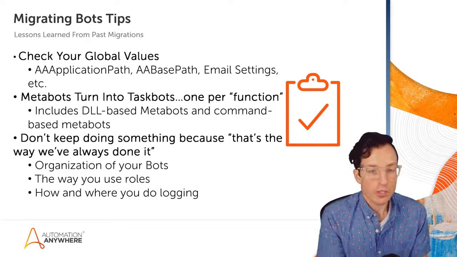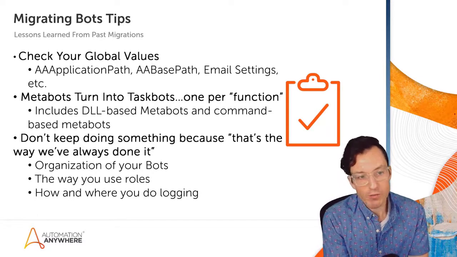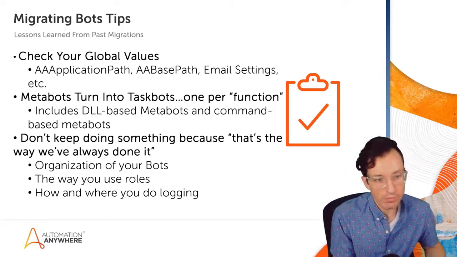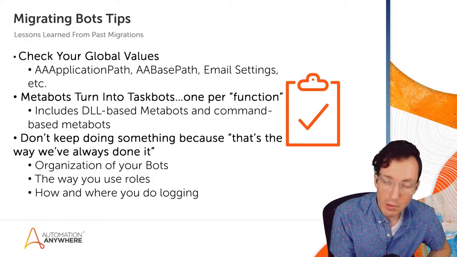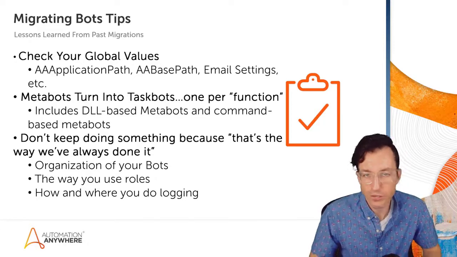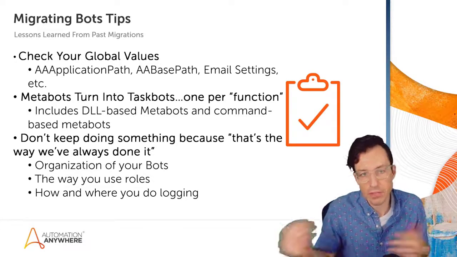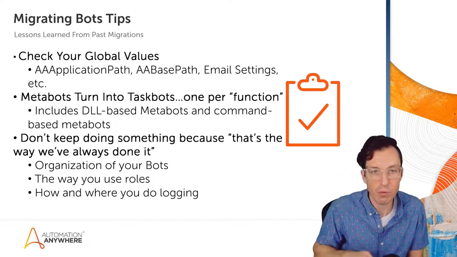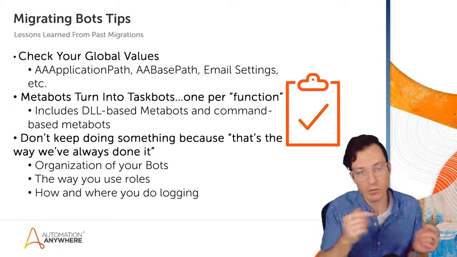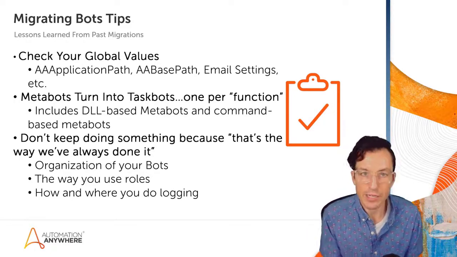Big one here, which is a sticking point for me. Don't keep doing something because that's the way we've always done it, right? And that can mean the way you organize your bots, the way that you use your roles. Maybe you haven't been really great about creating roles that are the least permissive and you've just been giving out all kinds of permissions because, okay, that didn't work, so let me try something else, and I just added more, and okay, now it finally works, but I don't go back and revisit if those other permissions were actually needed or not. So use this as an opportunity to clean some things up.